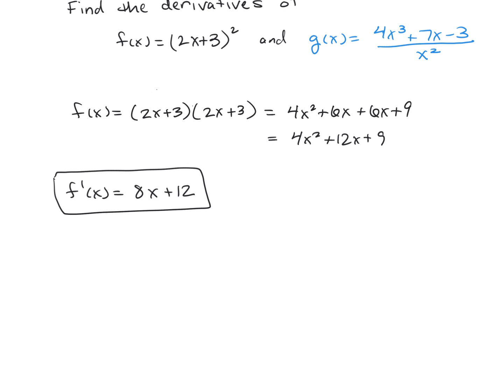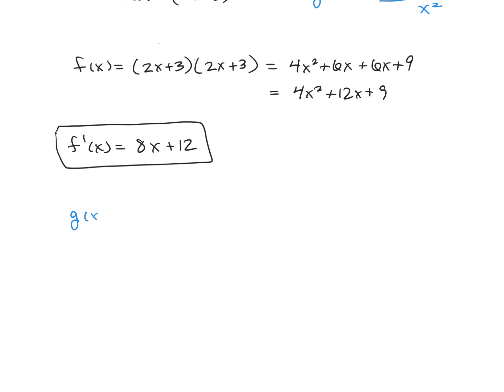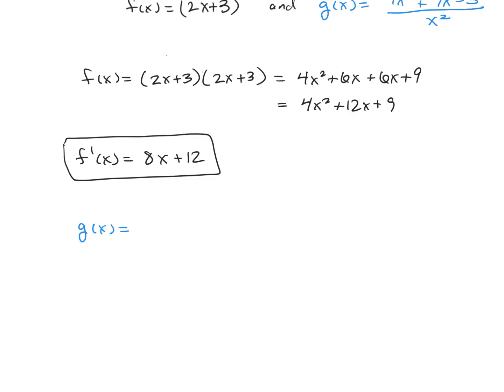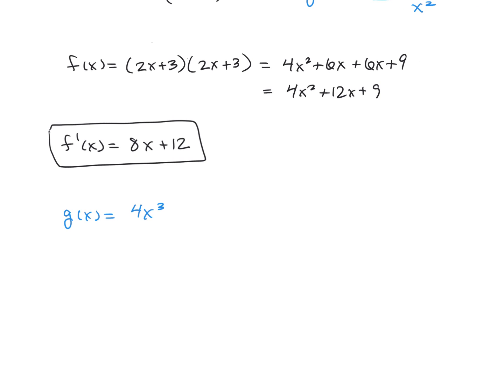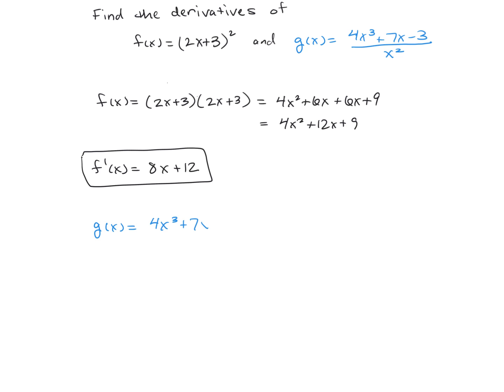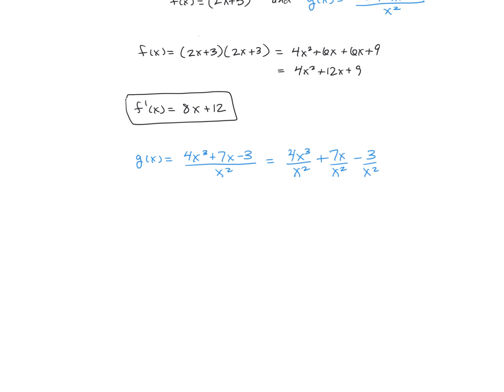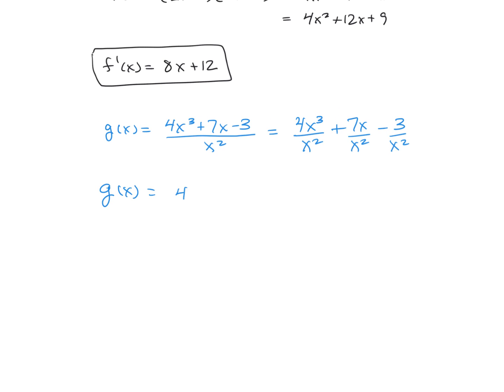Now let's move on to g of x. G of x as written, we can't take the derivative yet, but that g of x is 4x cubed plus 7x minus 3 divided by x squared. We're going to actually divide each of these terms out as 4x cubed over x squared plus 7x over x squared minus 3 over x squared, and simplify. So g of x is equal to just a 4x plus a 7 over x minus 3 over x squared.